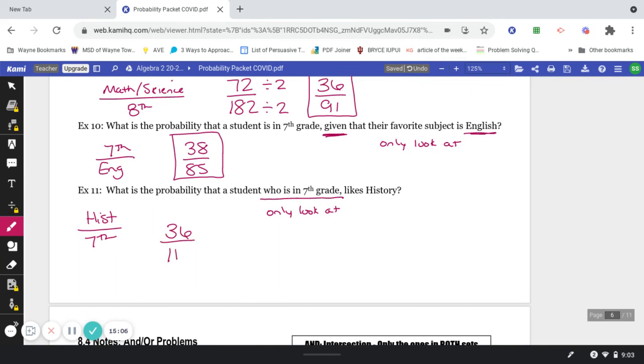36 out of 116. I know 2 goes into both of those. They're both even numbers. Divide that, 18 out of 58. And I notice those are both still even numbers, so I'll divide it by 2 one more time. See what happens here. 18 divided by 2 is 9. 58 divided by 2 is 29. And I don't think there's anything that goes into 29, so 9 over 29 is your final answer.